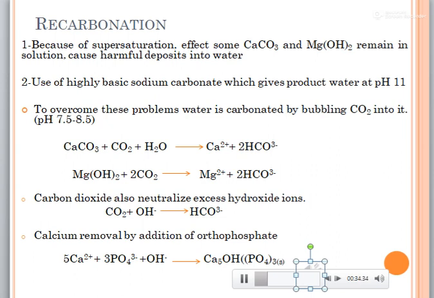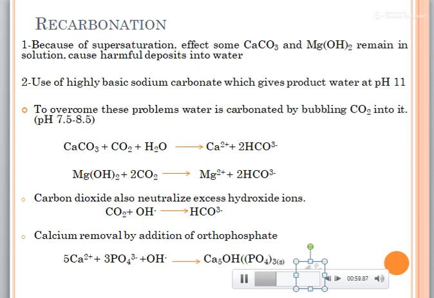If this calcium carbonate and magnesium hydroxide is not removed, these compounds will precipitate at a later time and cause harmful deposits or undesirable cloudiness in water. The second problem results from the use of highly basic sodium carbonate, which gives the product water an excessively high pH, up to 11.